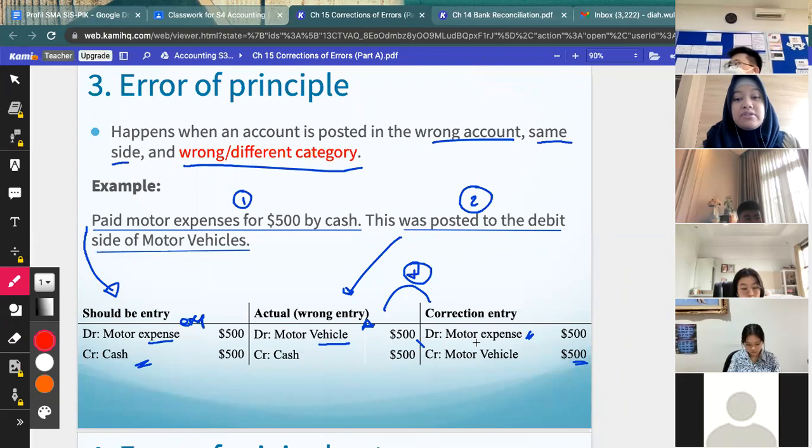How to make a correction? Again, we have to make a comparison between actual and should be. Let's see the first one on the motor vehicle side. In the actual, you have motor vehicle.